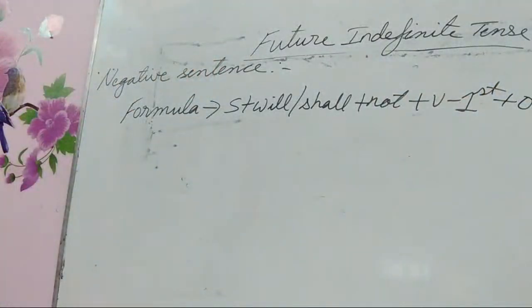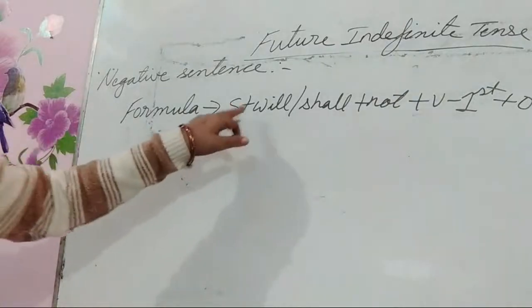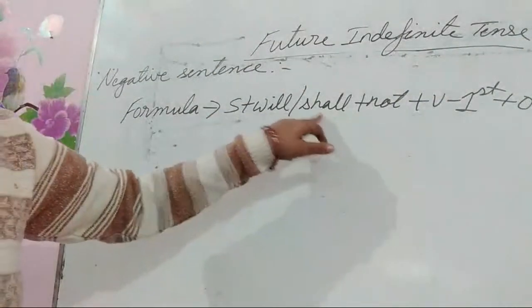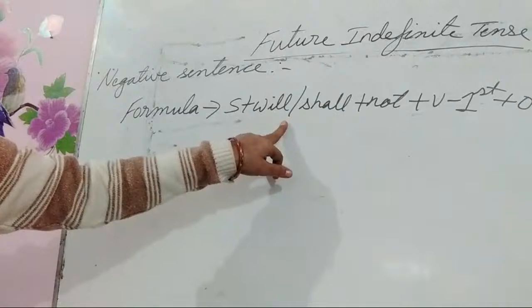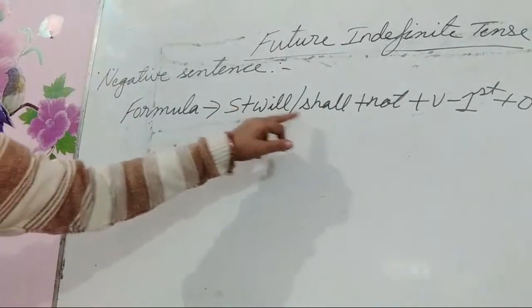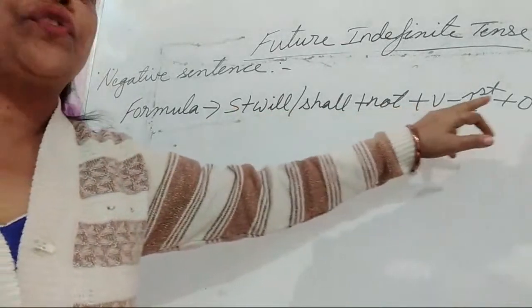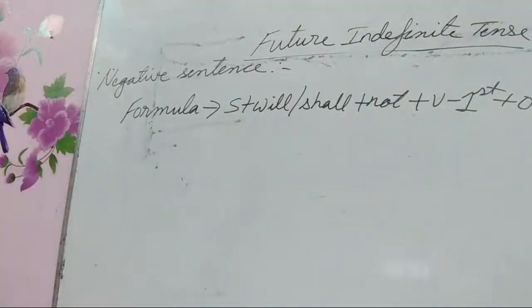So here the formula is subject plus will or shall. This slash tells you or, okay? Subject plus will or shall plus not plus verb first form plus object. So this is the formula for the negative sentence in future indefinite tense. Now let's see the example related to the negative sentence in future indefinite tense.